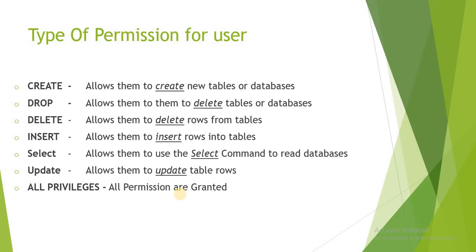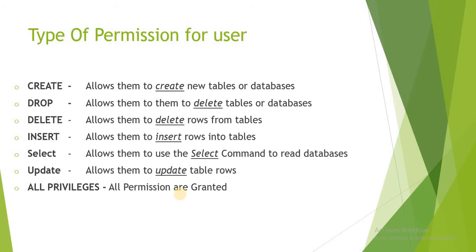Here I list some types of permission for a user: create, drop, delete, insert, select, update, and all privileges. They each have a unique feature, that's why they are different. Create is used to create new tables and databases, drop is used to delete tables and databases, delete is used to delete a row from a table, insert is used to insert a row into a table, select is used to show data present in a table, and update is used to update a row in a table. If I grant all privileges, using the all privileges command, then the above privileges are automatically granted.